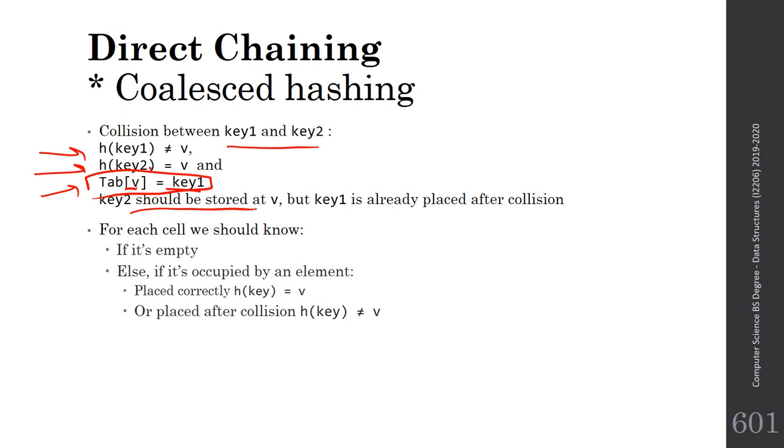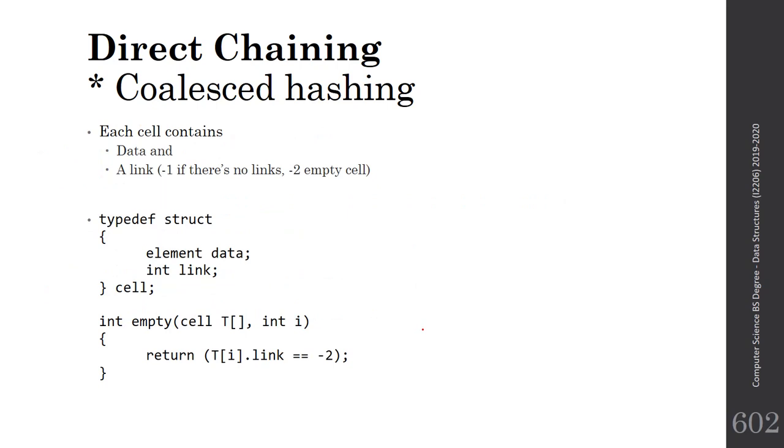There should be some information that we need to know. For each cell we should know if it's empty or not, and if it's occupied, we should know if it's correctly occupied or not correctly occupied. Those are the most important information. We'll see in a while because it's not clear for now. For each cell in this table, we'll have two pieces of information: the data, the actual key, and the link, because it will tell us multiple things. If in link we have -2, it means that the cell is empty. If there's -1, it tells that there's no link.